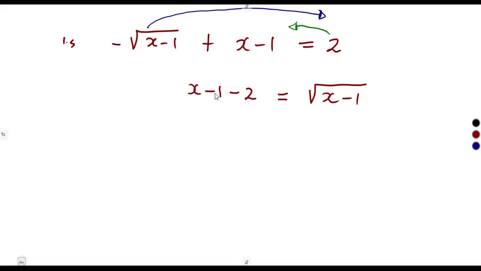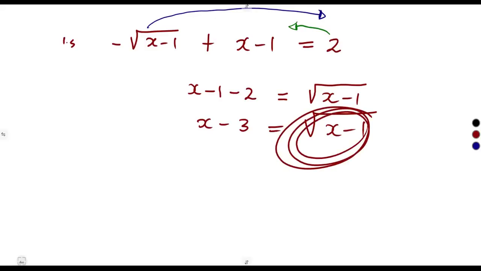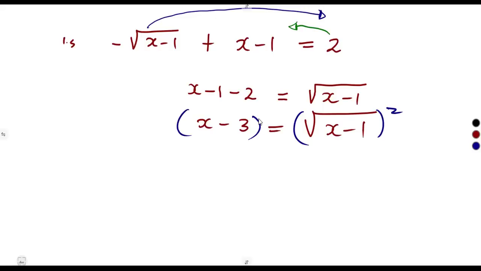So here we've got what? Minus 1 minus 2, which is what? Minus 3. So x minus 3 is equal to the square root of x minus 1. We have it as a single side like this. Once you have it, guys, remove the square root by what? Squaring both sides. We know this way. Square both sides. You have to square both sides in that case.